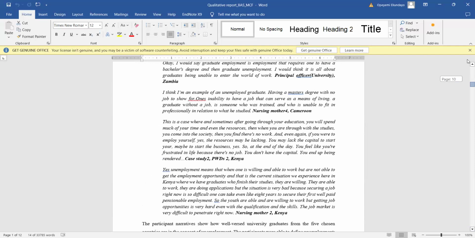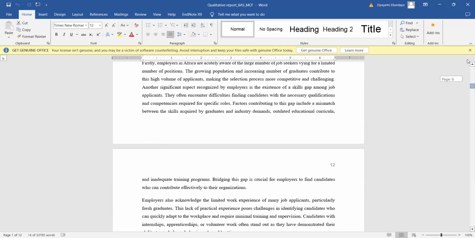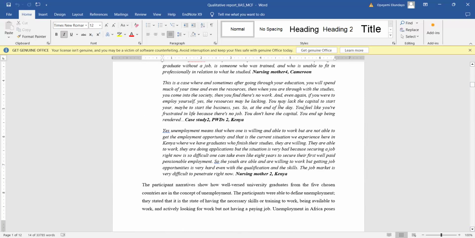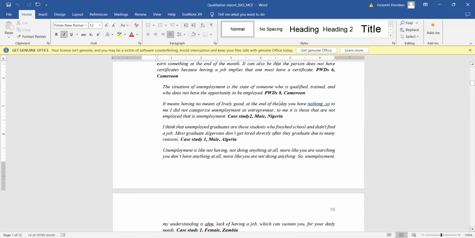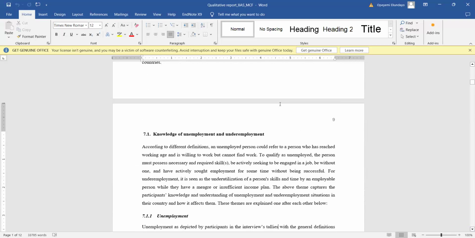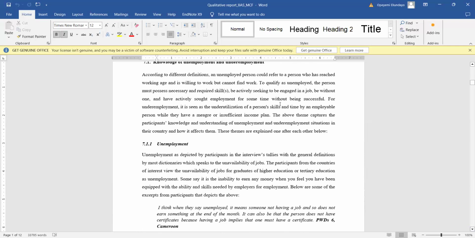All right, so method of analysis, I want to go to an example. So let's quickly read through, even though time is almost up. Knowledge of unemployment. So let's see how we interrogated. Remember when I was saying there are two formats of writing. You could do case writing or you could do team format writing. So in this report, we did the team format.